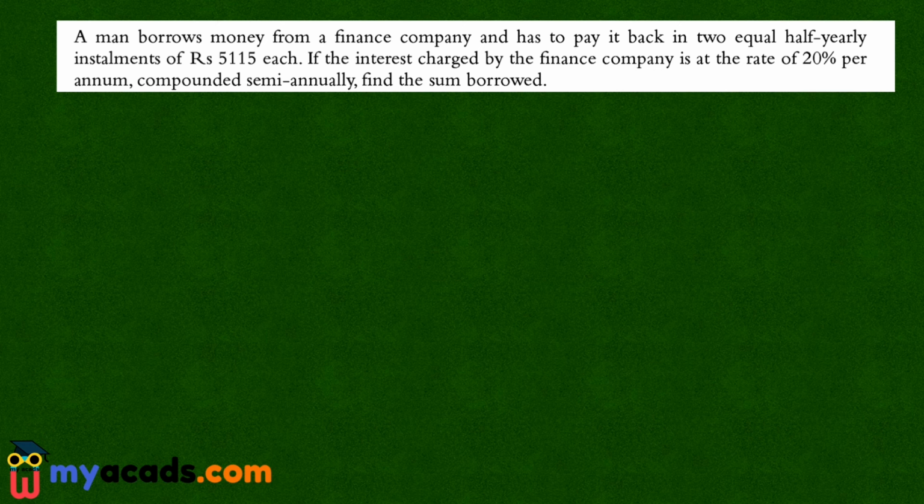My question is, a man borrows money from a finance company and has to pay it back in 2 equal half-yearly installments of rupees 5115 each. If the interest charged by the finance company is at the rate of 20% per annum, compounded semi-annually, find the sum borrowed. So this is my timeline.